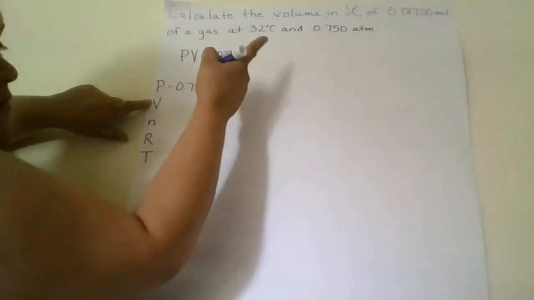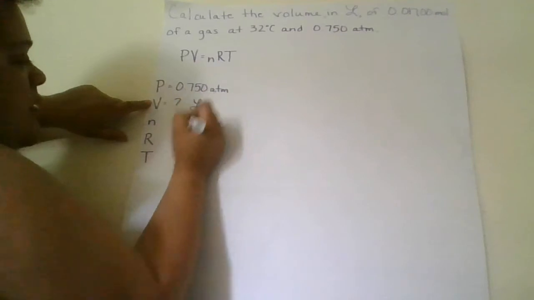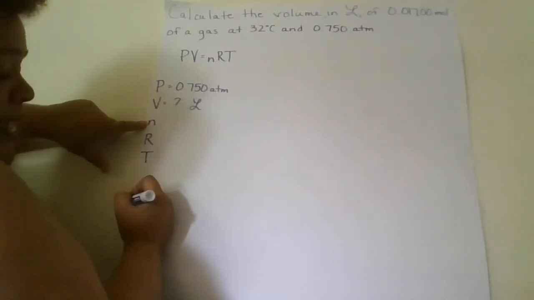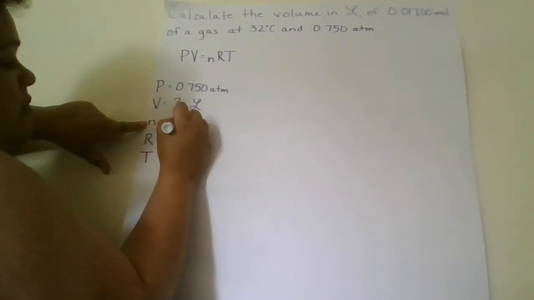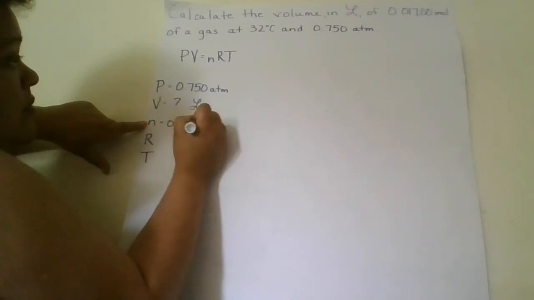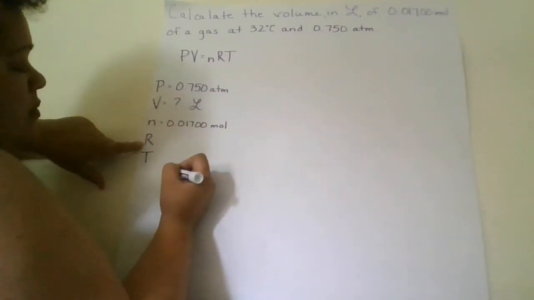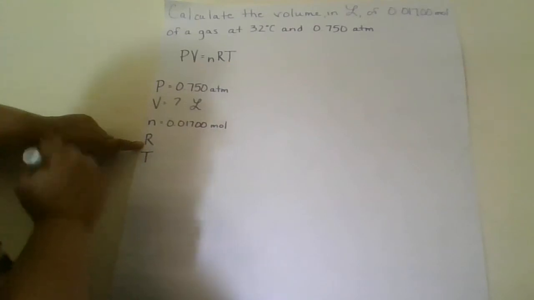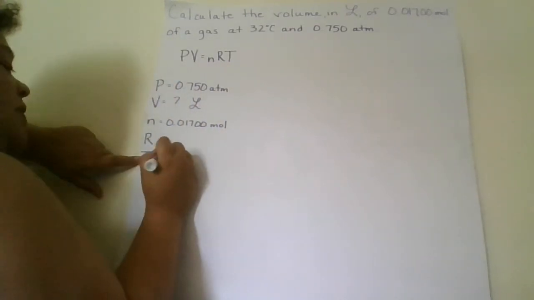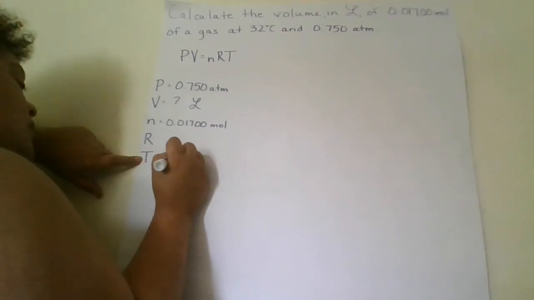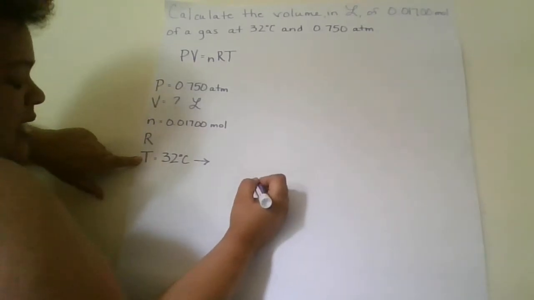Okay, calculate the volume in liters. So that one I have no clue, and they want it in liters. n is the number of moles we're working with. R, we're going to put a pin in that and come back to it. And then we have T for temperature. And we all know in order to work gas law problems, temperature must be in Kelvin.